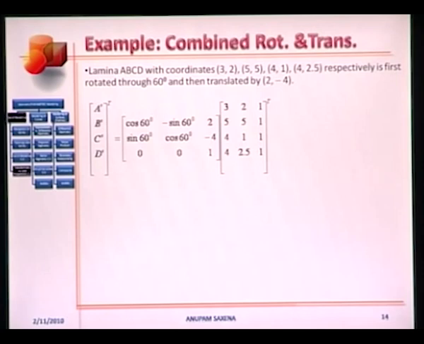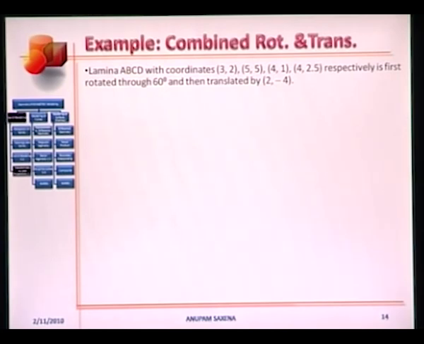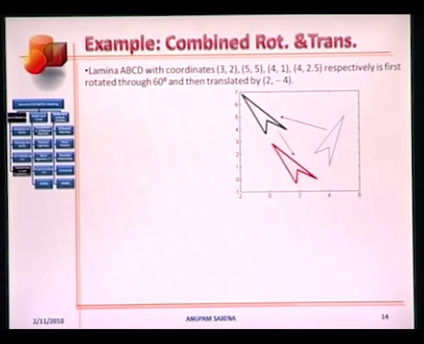We can do the math. We know the results from the previous slide. This is the case of rotation and then translation. Once again, I'm performing the transformation on all the 4 points simultaneously here. This is the result I see.